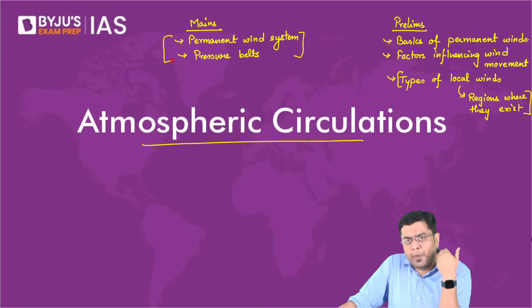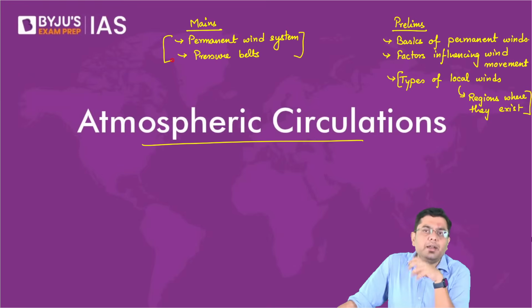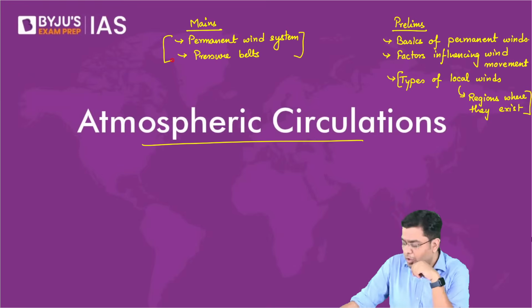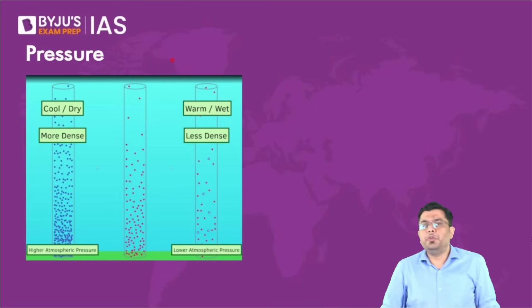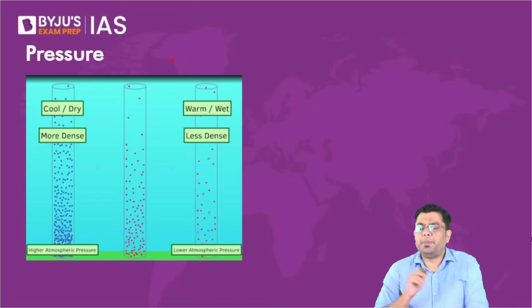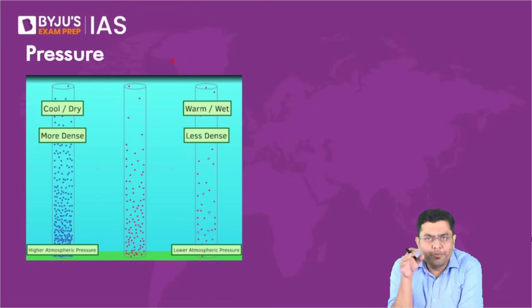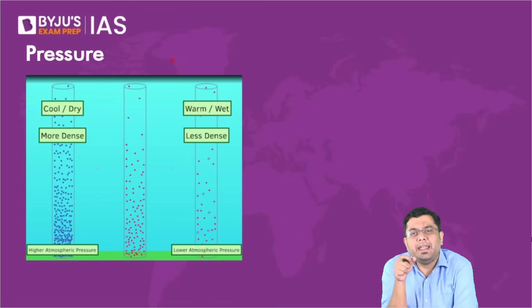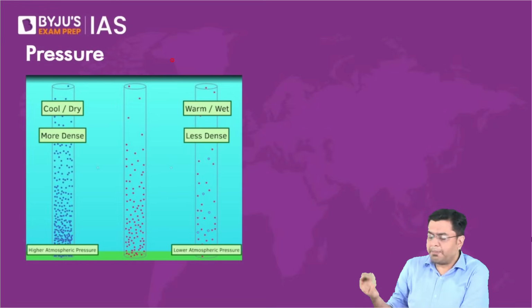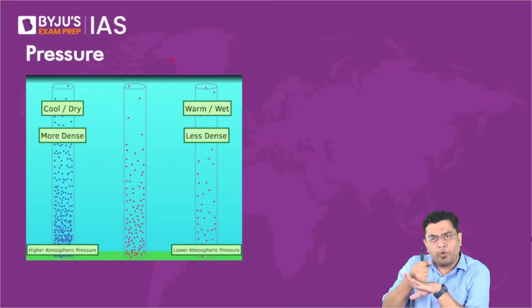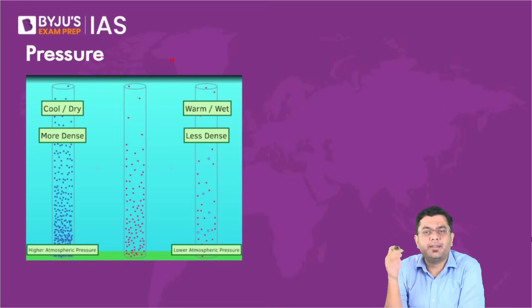Permanent wind systems means the wind systems which continue to move throughout the year across the planet. So that is something we'll take a note of. And after that, we shall be introducing ourselves to the concept of local winds. Now, here, when we talk about atmospheric pressure, what do we understand by pressure? Pressure is basically the total amount of force which is applied per unit area. That is pressure. So, for example, take any object, if it applies some amount of force, that is something which is regarded as pressure.